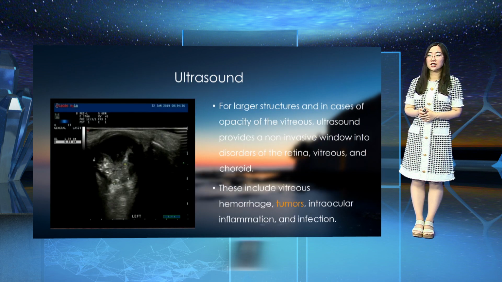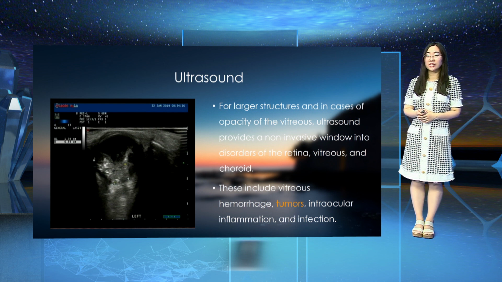Ultrasound for large structures and in cases of opacity of the vitreous. Ultrasound provides a non-invasive window into disorders of the retina, vitreous, and choroid. These include vitreous hemorrhage, tumors, intraocular inflammation, and infection.